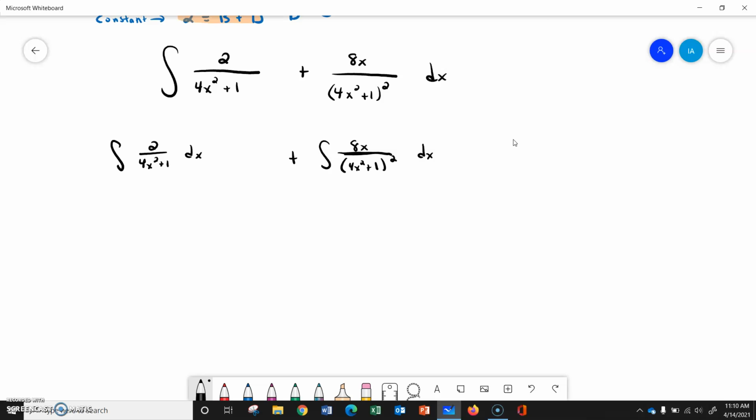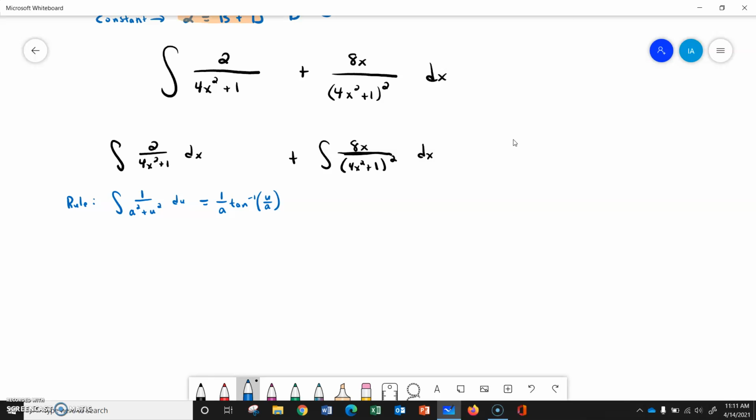The first one I believe is a trig substitution, but is one so common that we can just use our sheet. So the integration on our sheet says that the rule is the integral of 1 over a squared plus u squared du equals 1 over a tangent inverse of u over a. And there's a plus c there.